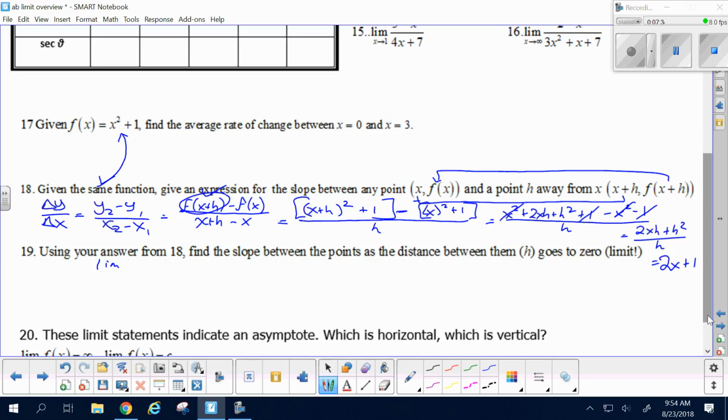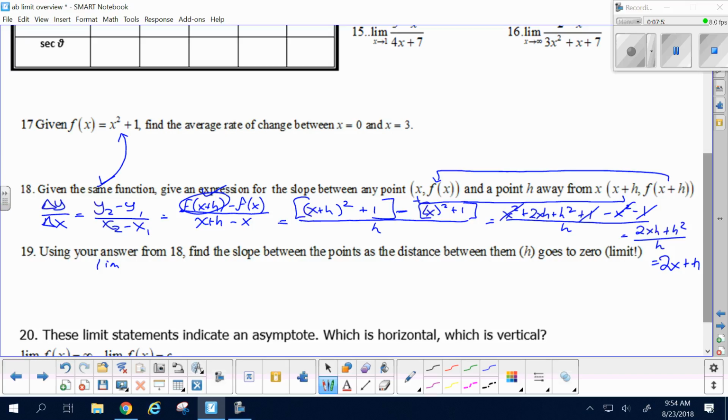Yes? I was just going to say, it should be 2x plus h. Oh, perfect. Thank you. You're absolutely right. Well done. All right. That actually is going to be great. Much better. So on this one, we want to take the distance between them going to 0.